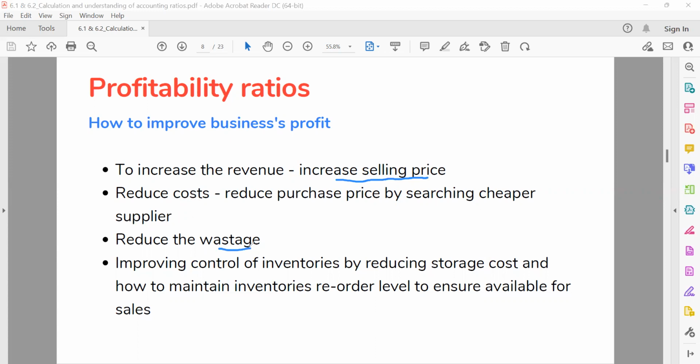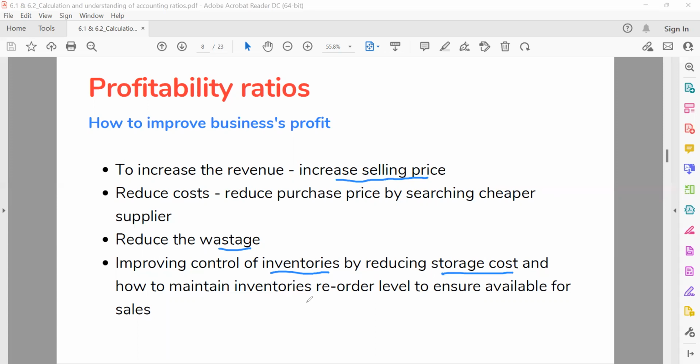Reduce the wastage, better control. Don't waste during the production process, then it will reduce the cost of sales and increase the profit. Improve the control of inventory by reducing the storage costs. When we control the inventory, we reduce the storage cost and at the same time we reduce the outdated stock.